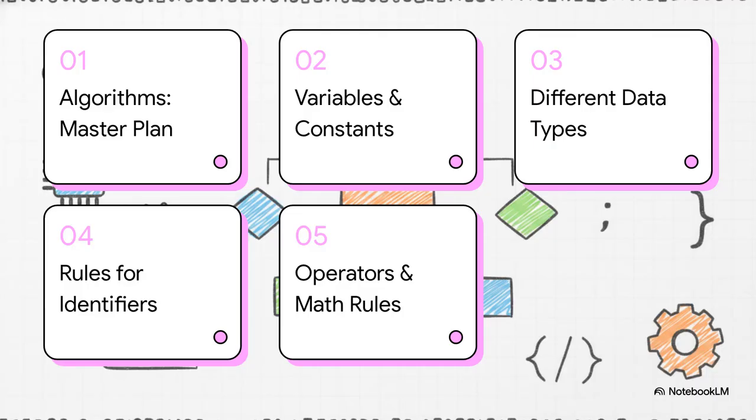Here's our roadmap for today. We'll be hitting algorithms, variables and constants, different types of data, naming rules for identifiers, and finally, operators and math rules. Let's jump right in.